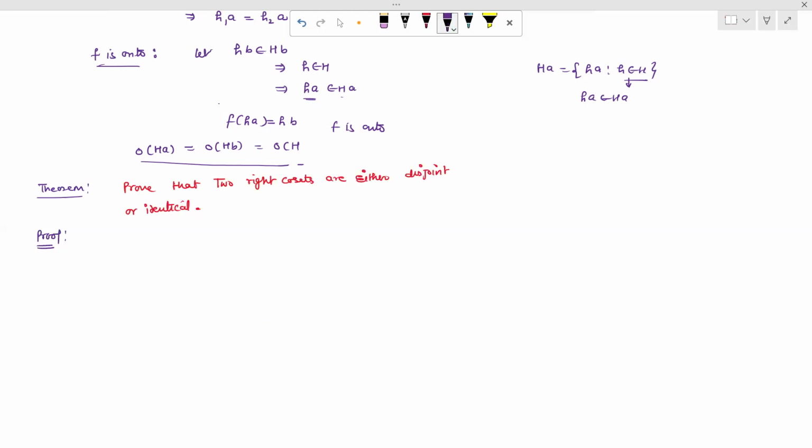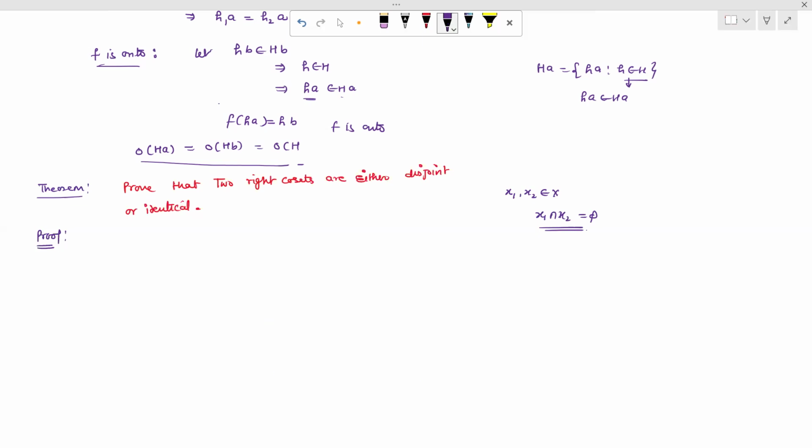Disjoint, what is the definition of disjoint? Suppose x1 and x2 belong to set X. So x1 intersection x2 is equal to φ. So they are said to be disjoint. That means there is no common element between them. Okay.